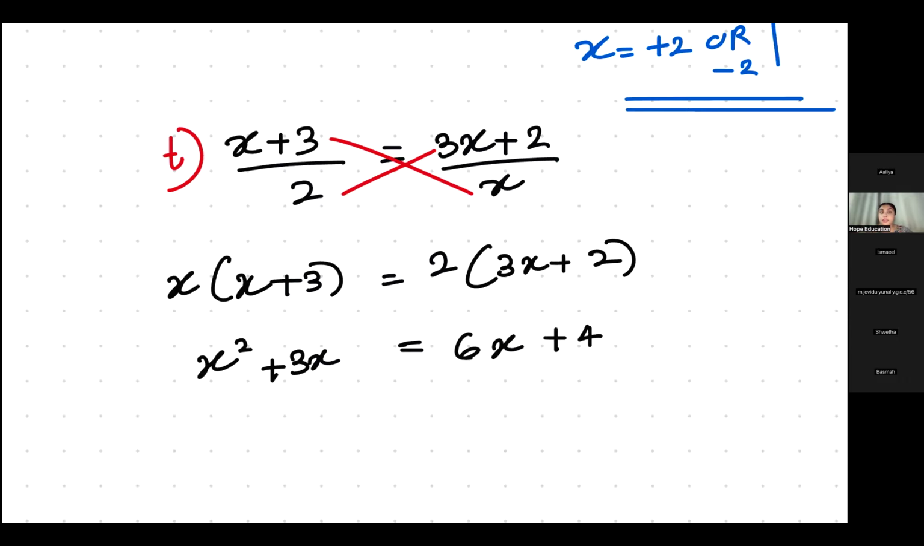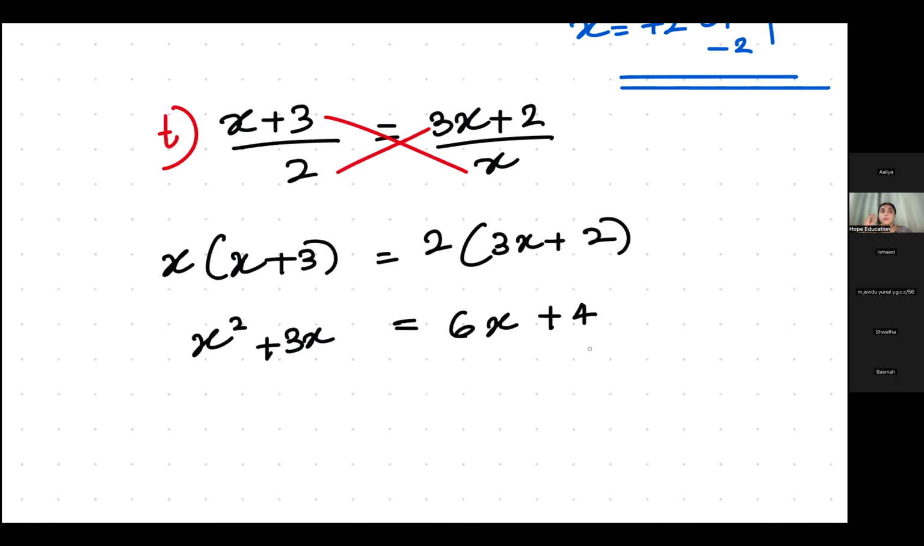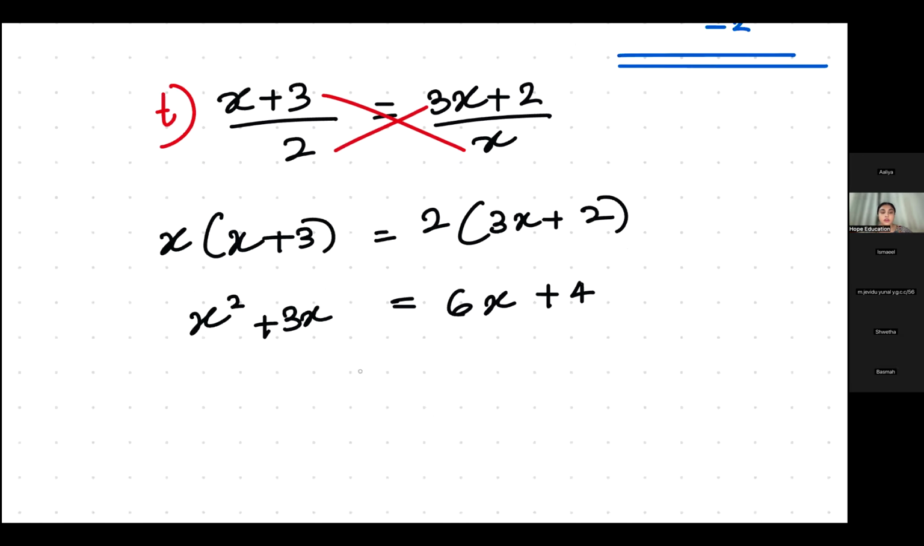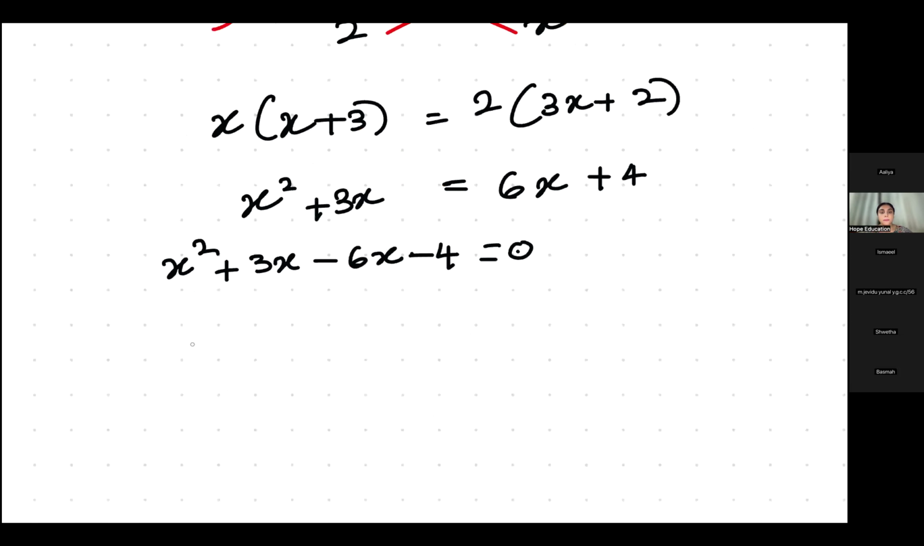Now for a quadratic equation, one side has to be 0. You know, we move everything to one side. Now here we already have x squared plus 3x. This 6x when I bring to this side, it becomes minus 6x. Then this 4 when I bring it to the other side, it becomes minus 4. Equals 0, right? So x squared plus 3x minus 6x is minus 3x, minus 4 equals 0.